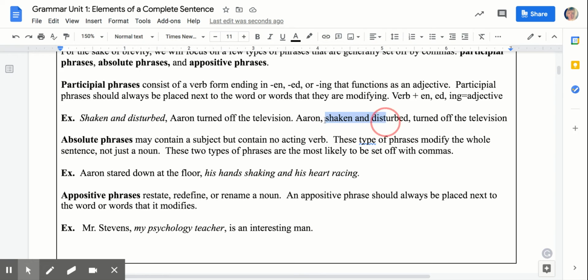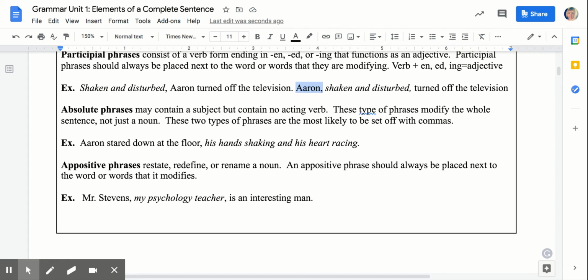We can have the participial phrase after the noun that it's modifying. But notice how I'm offsetting this with commas. Our phrases are offset with commas. Aaron, shaken and disturbed, turned off the television. Or shaken and disturbed, Aaron turned off the television. We always want that participial phrase next to the noun that it is modifying, either before or after.